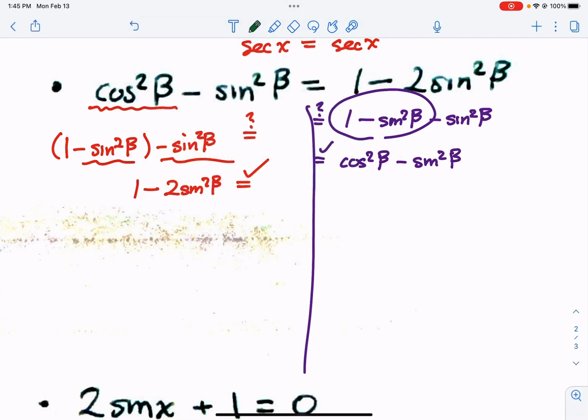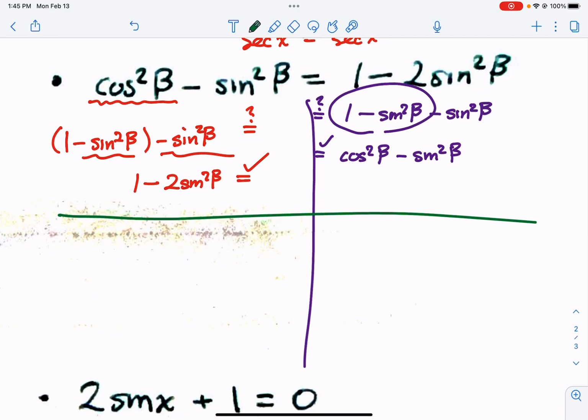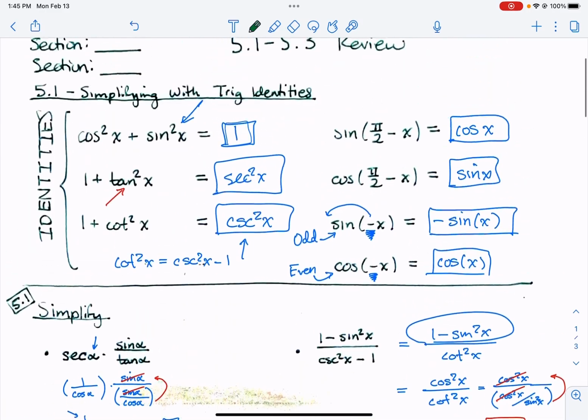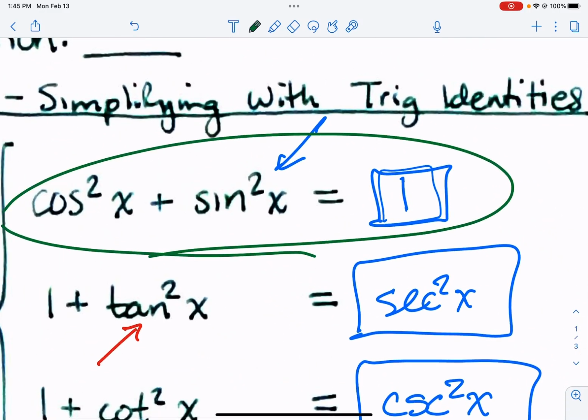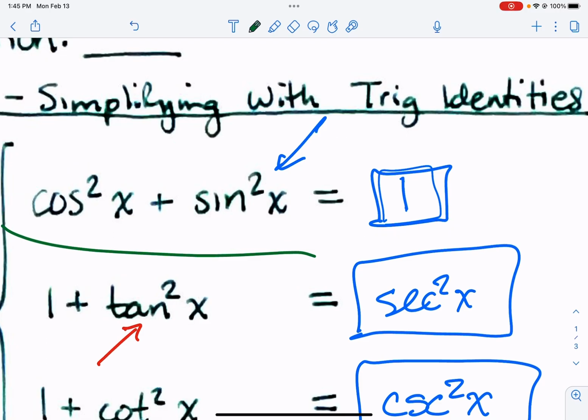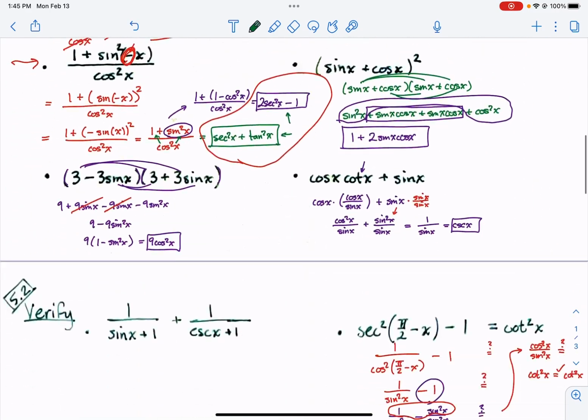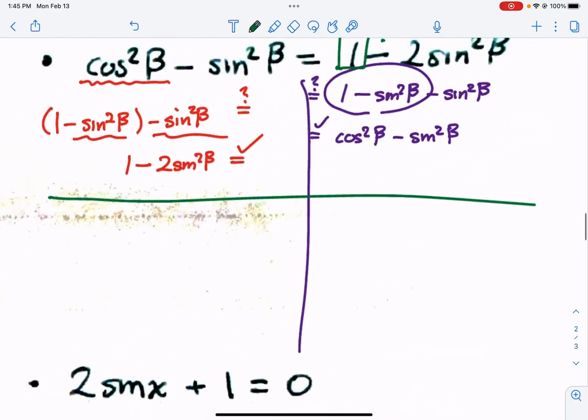Want to see a third one? Let's do it. What if we substituted for the one thing you would never expect? What if we substituted for this 1? We could do that. You can definitely do that. We have an identity all the way at the top that tells us what 1 is equal to. All right, let's use it and just see what happens. Let's experiment here.